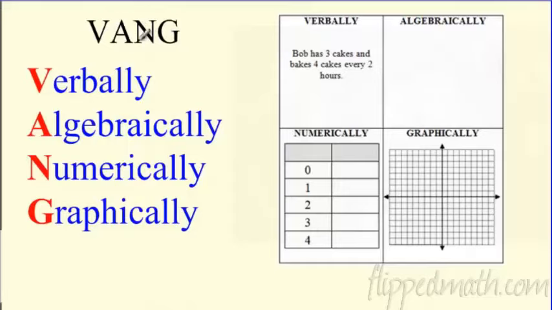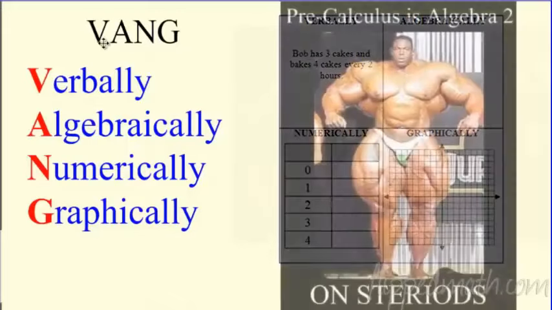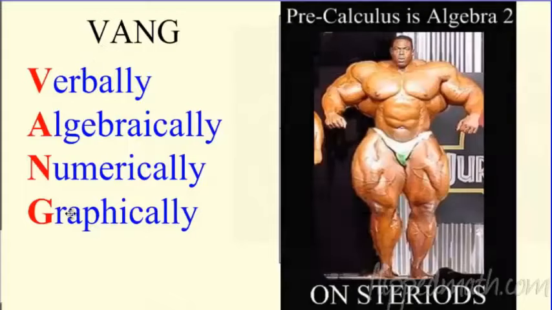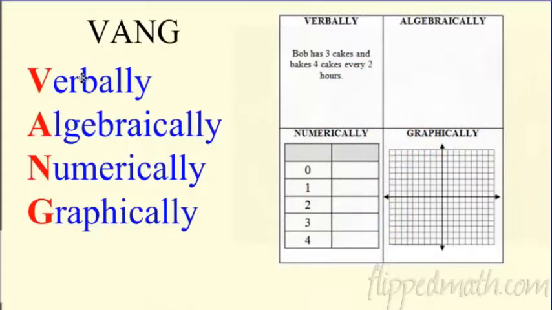Everything we do in math analysis is going to be Vang. What is Vang? It means verbally, algebraically, numerically, and graphically. So everything we do this whole year, we're going to look a lot like Algebra 2 a little bit more in depth, get things ready for calculus, and looking at multiple representations. It's so important that it's the first section of pre-calculus, looking at things in different ways. How does the verbal relate to the algebraic, relate to the numeric, relate to the graphic?